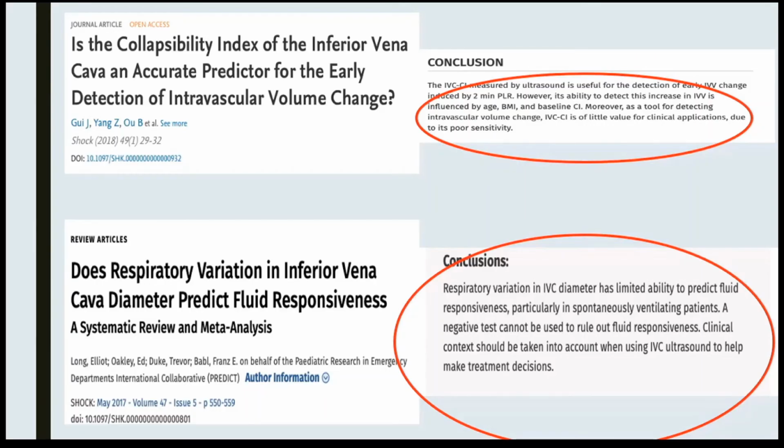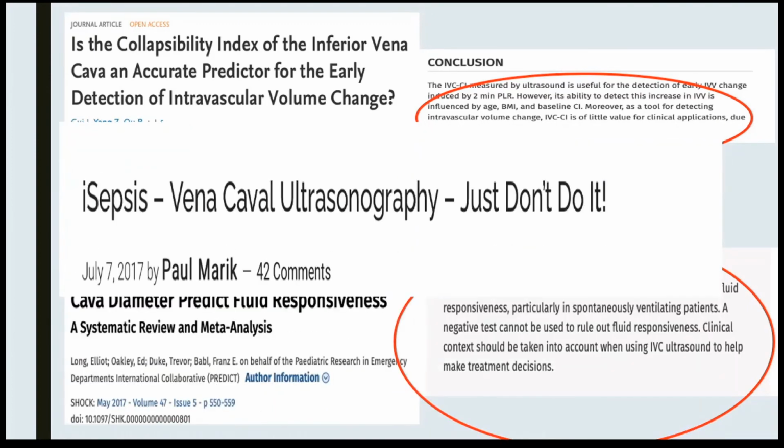So is it a good way? At the moment, and look at the dates there, 2018, 2017, 2019. At the moment, the thought is it's a tool, it's invaluable, it's got poor sensitivity, it's there, we want it to be great, but a negative test cannot rule out fluid responsiveness. You have to take it into context. It is so debatable that one of the big leaders in this field actually said, please stop using it.